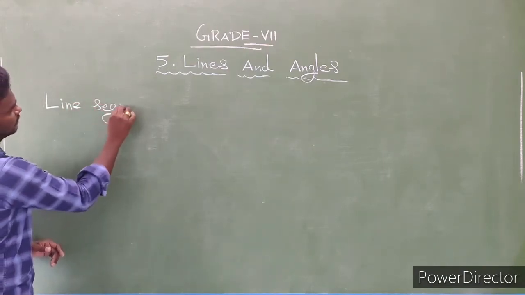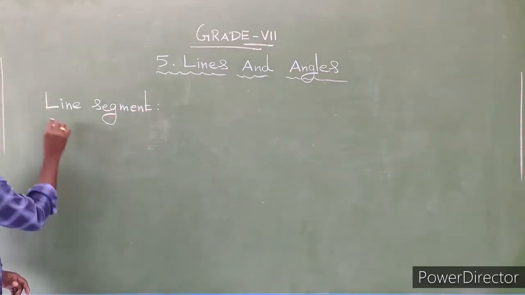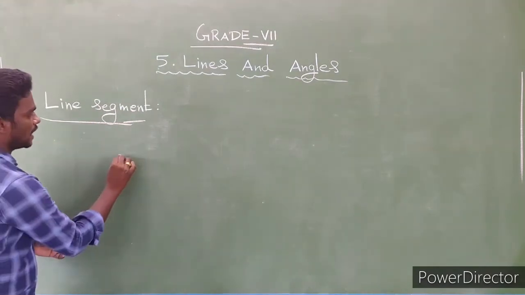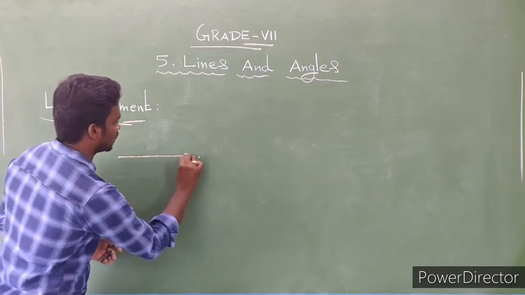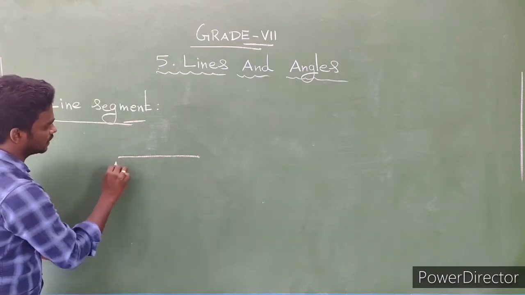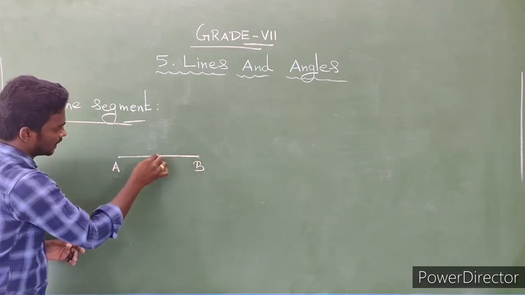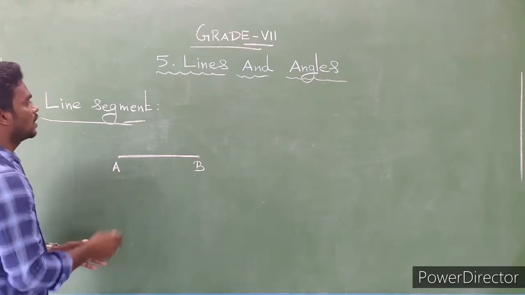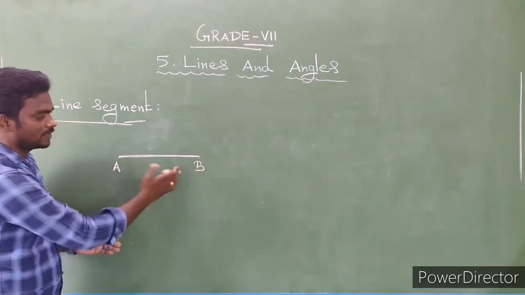First, what is line segment? We are already familiar with the concept of line segment, line and ray. What is a line segment? A line segment is the shortest distance between 2 points. Here A and B are 2 points. We can join these 2 points like this. So this is the shortest distance between these 2 points A, B.